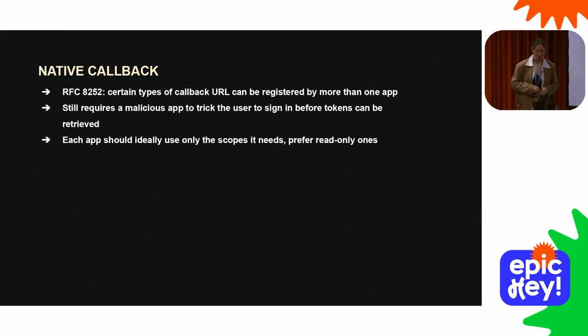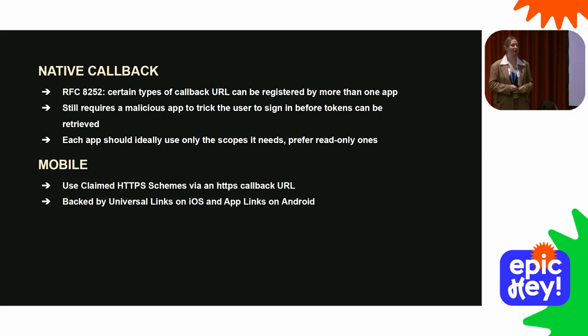And talking about ways of mitigation, ideally, in an ideal world, of course, each application should use only the permissions that it needs, preferably read-only access and stuff like this. But it kind of depends on the type of native app, because if you talk about mobiles, then you could use claimed HTTPS schemes via an HTTPS callback URL, and it would be backed by universal links on iOS and app links on Android. The main idea behind this is quite simple. Basically, each application owner should give proof that it actually owns this domain. It's performed via a deep linking process, and it kind of ensures that only legitimate apps receive the codes.